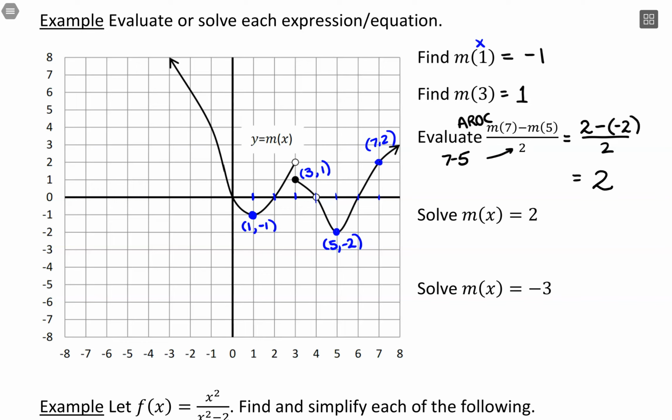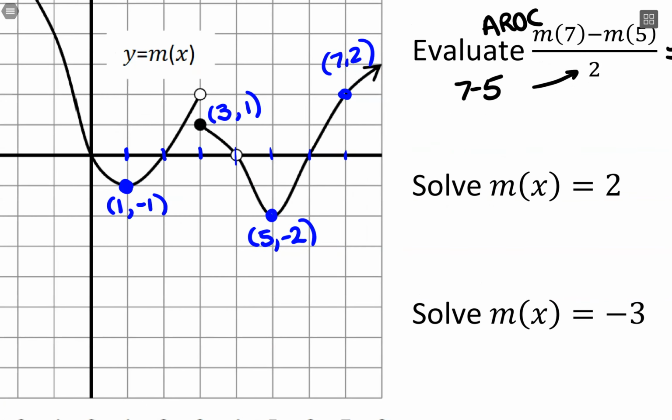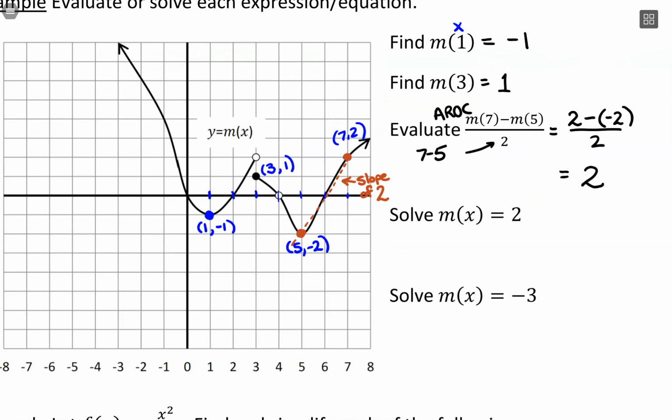Now visually, what this average rate of change is doing is it's finding the slope between 2 points. So if I drew a straight line from 7, 2 to 5, negative 2, so if it didn't have any curvature to it, that straight line has a slope of 2, and that's exactly what we calculated there. It's that if you draw a straight line between those 2 points, your slope is equal to that average rate of change.